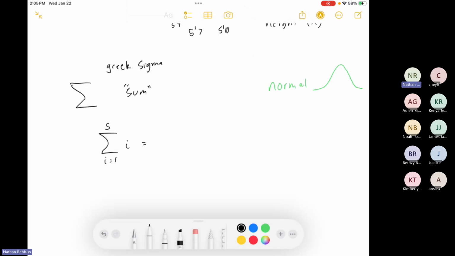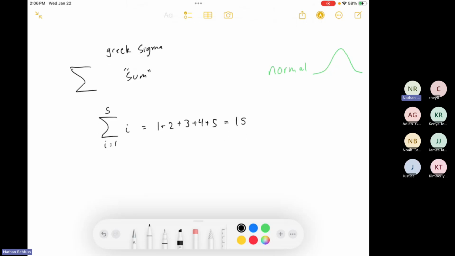Okay, so this says, from when i is 1 up to when i is 5, sigma, add up all the values of i. So my answer would be 1 plus 2 plus 3 plus 4 plus 5. Capital sigma says add each of them. So this one would be worth 15.